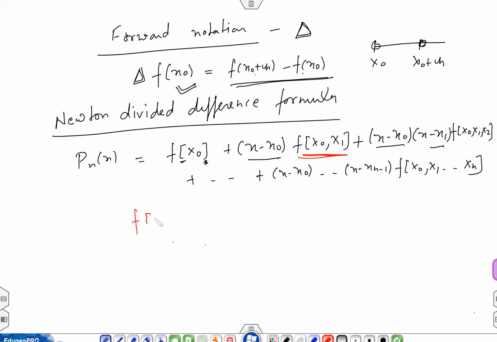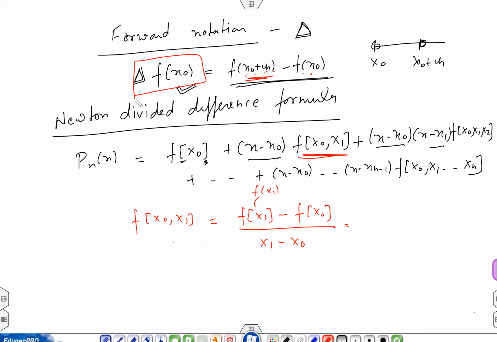So let us write f of x0, x1. The value of f of x0, x1 is f of x1 minus f of x0. For the zeroth order divided difference, the square bracket and small bracket are the same; it is equivalent to f of x1 only. So it is not making any difference, but whenever we talk about first order, second order, then it makes sense. So f of x1 is equivalent to f of x0 plus h. That means next step minus previous step, that is del f of x0.